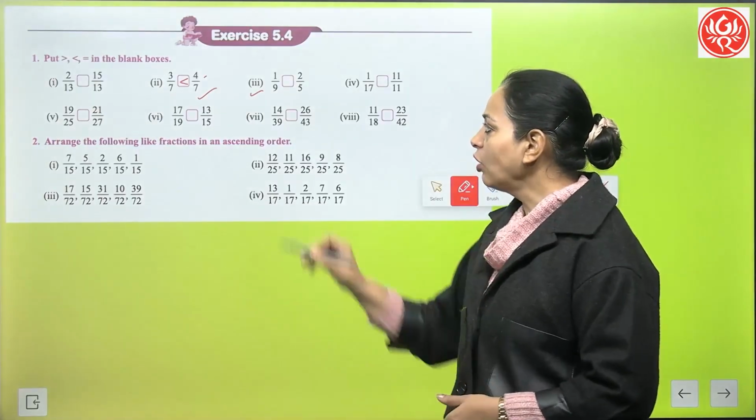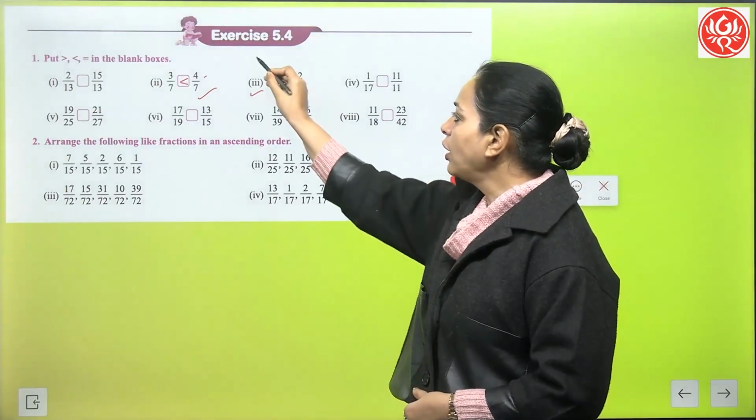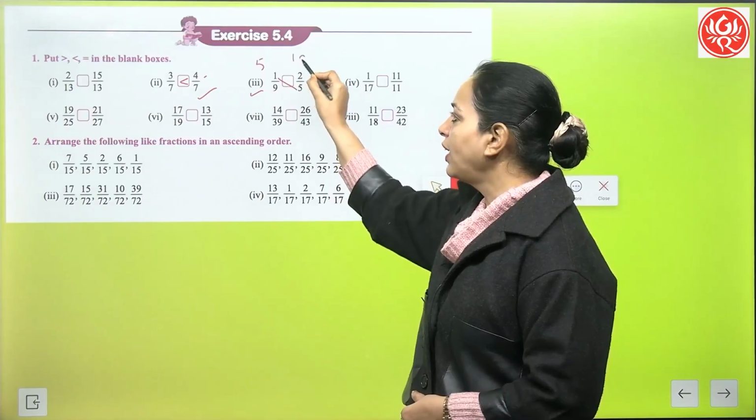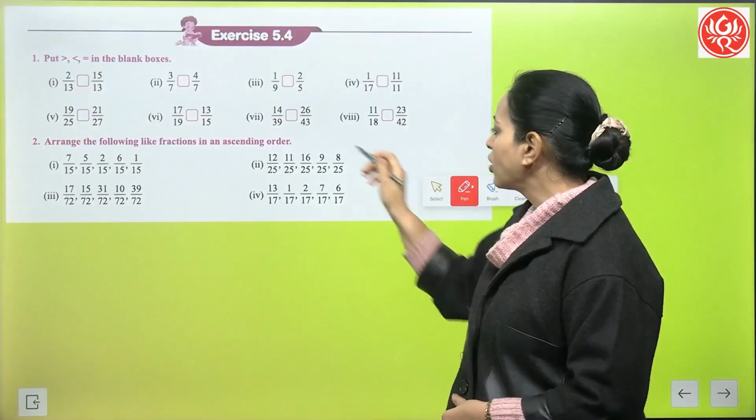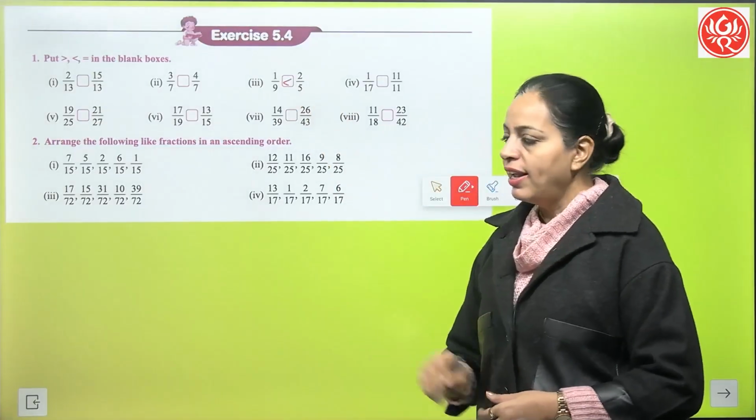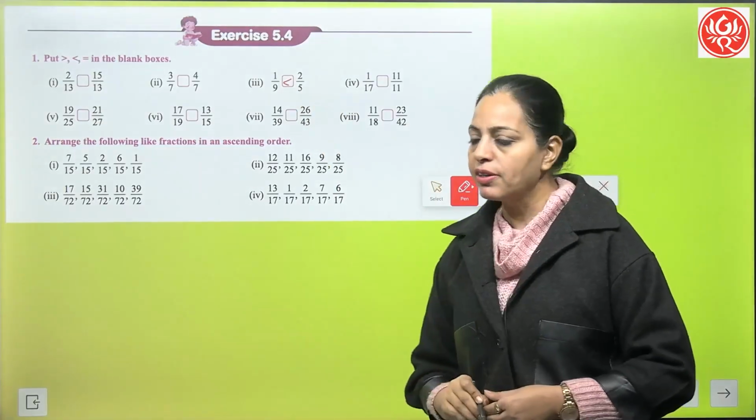These are unlike. क्रॉस मल्टीप्लाई कर दें. 1 into 5, 2 into 9, 18. So this is bigger. Second fraction is bigger. ऐसे आप बाकी fractions compare कर सकते हैं.